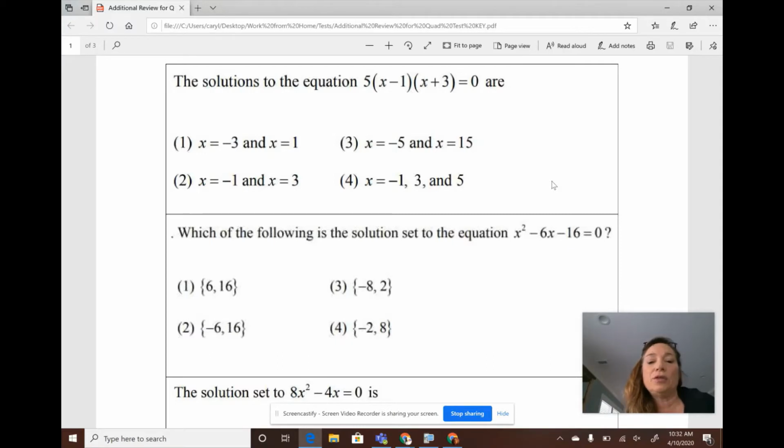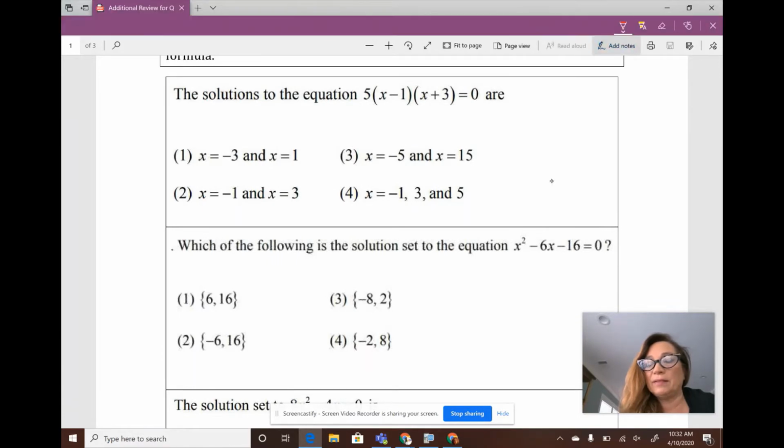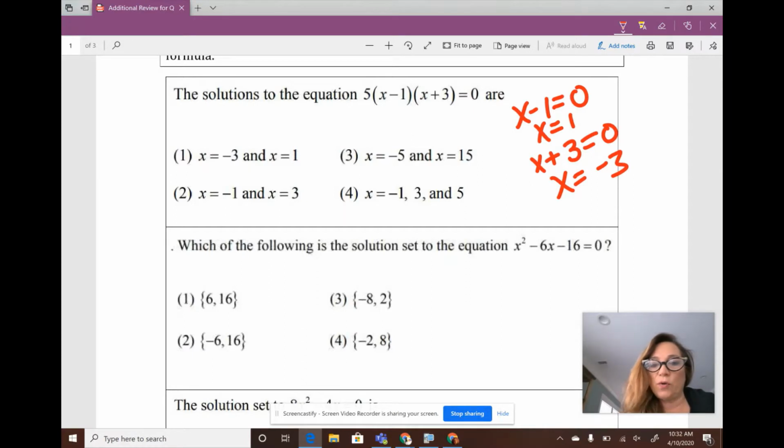Okay. So this first question, they're looking for the solutions, and the solutions can also be called zeros, and they can also be called roots. So 5, basically I can just divide by 5 and that's gone. I'm going to do x minus 1 equals 0, which would give me x equals 1, because the opposite of subtracting is adding, and x plus 3 equals 0, which is going to give me x equals negative 3. So I am looking for that choice, which is choice 1.